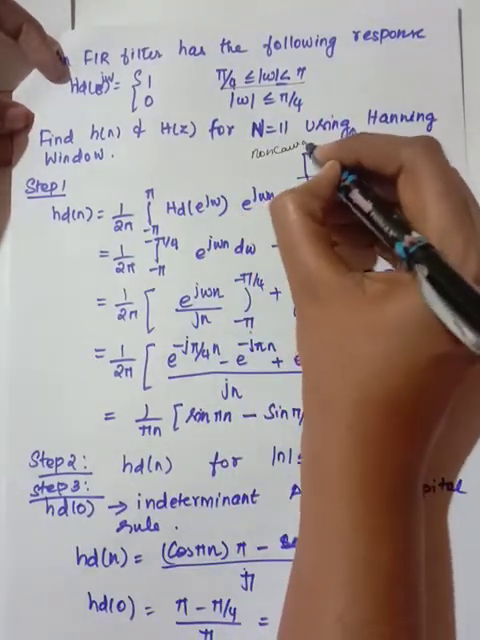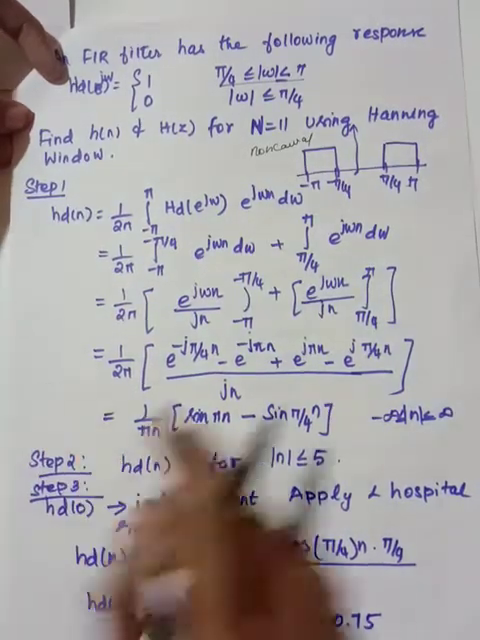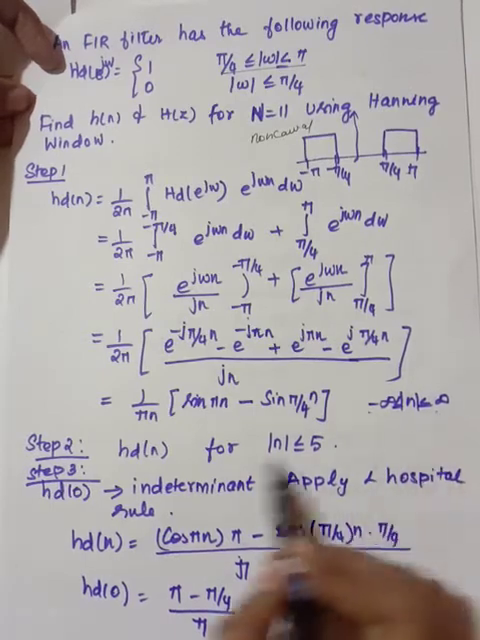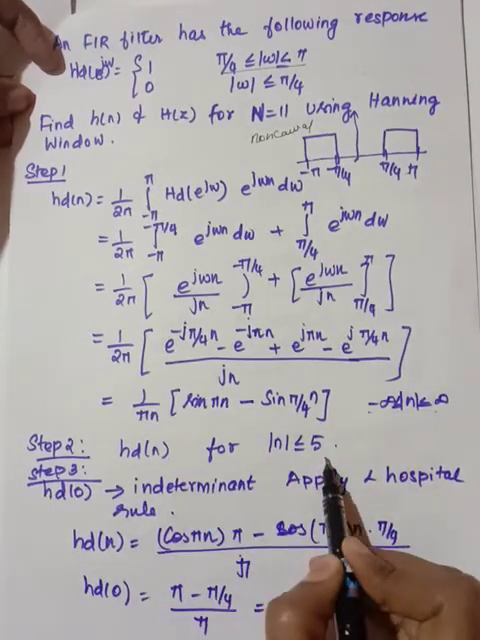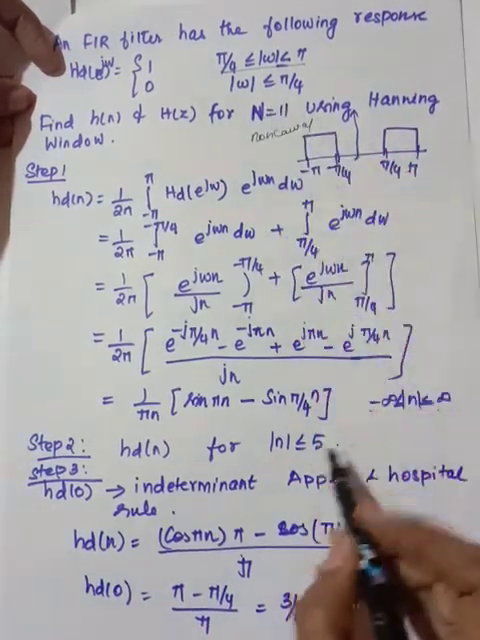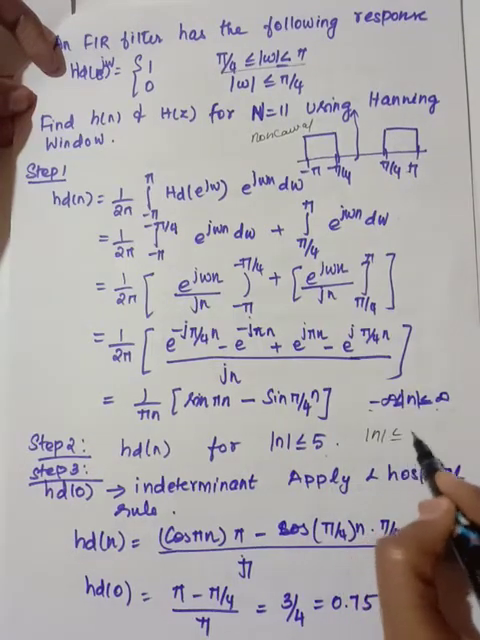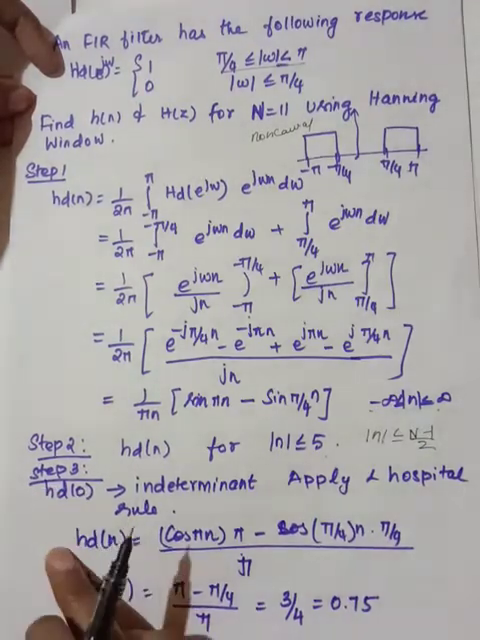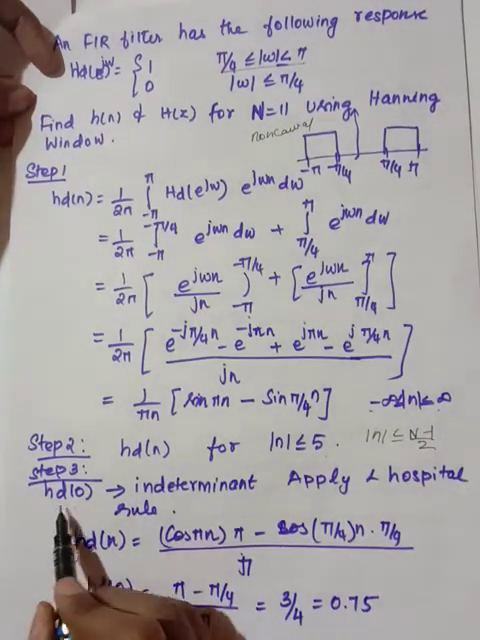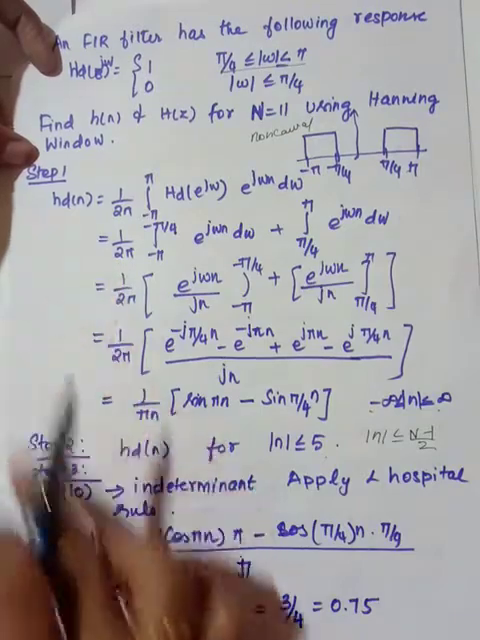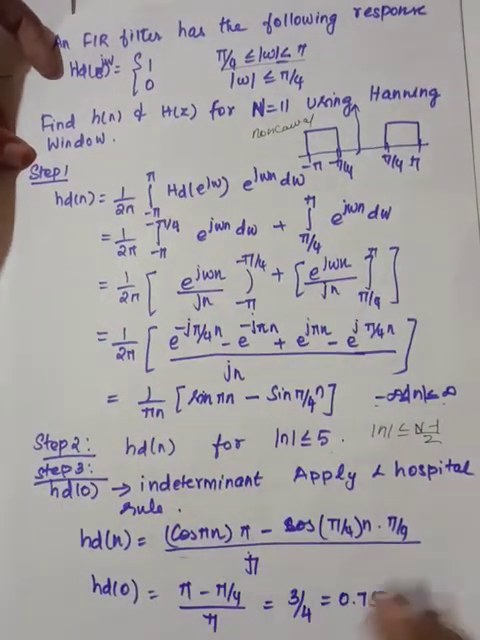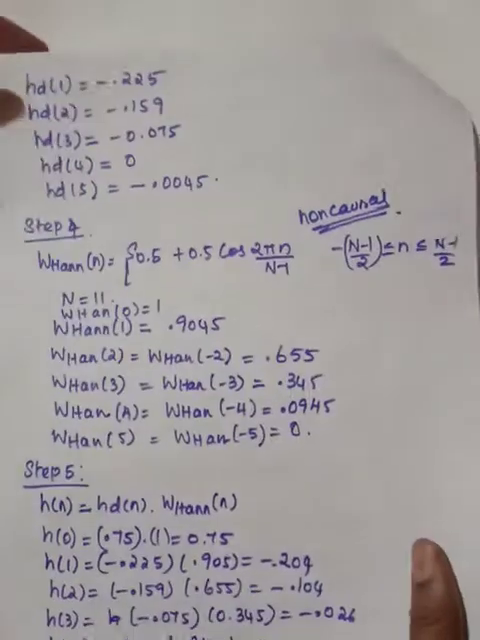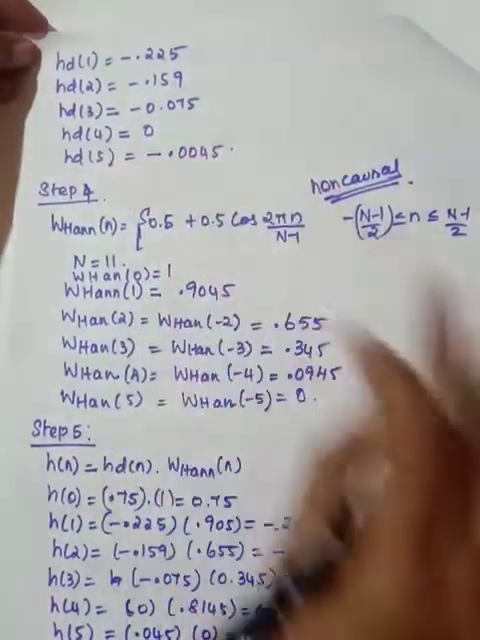Similar procedure: we know how to find h_d(n), and this is an infinite series, so we need to truncate it to finite length. Here capital N is 11, so |n| ≤ (N-1)/2, which is 5. The next, third step is to find the coefficients of h_d(n). By substituting the different values, you will find the coefficients of h_d(n). All of this you know, the similar procedure.